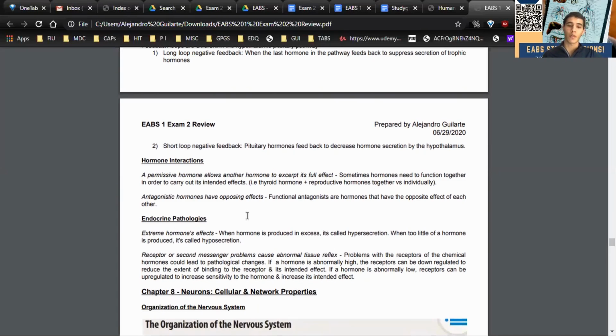So antagonist hormones could be isomers of each other. Basically, it means that these isomers, which have similar structure, can have different effects. One of them could be vasopressin alpha and beta.